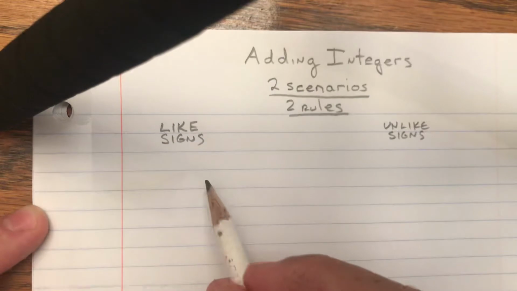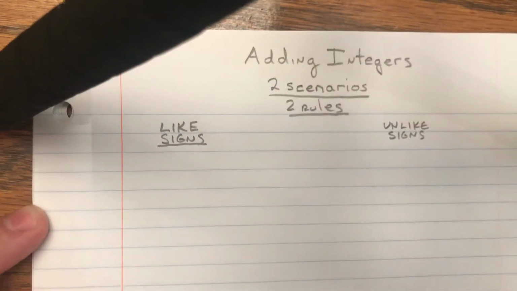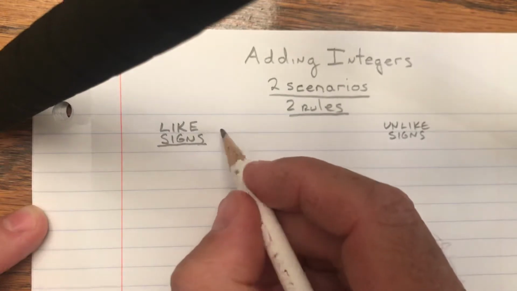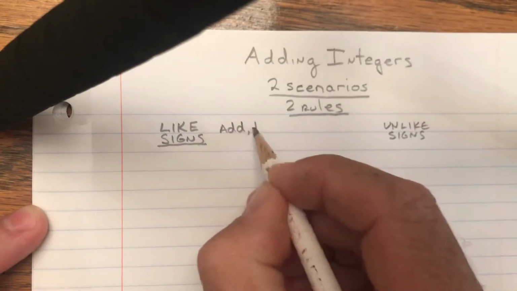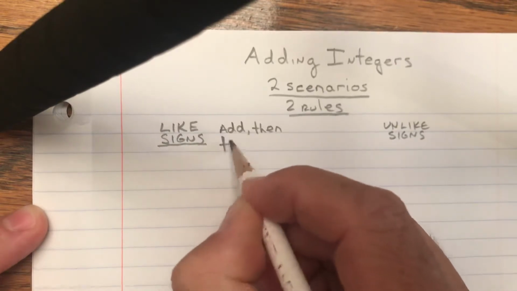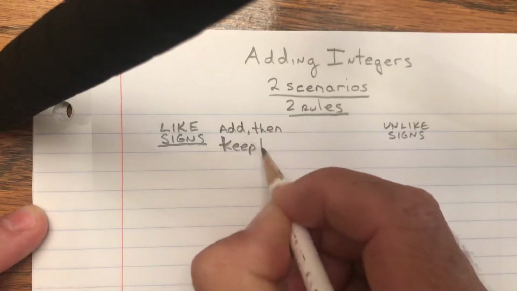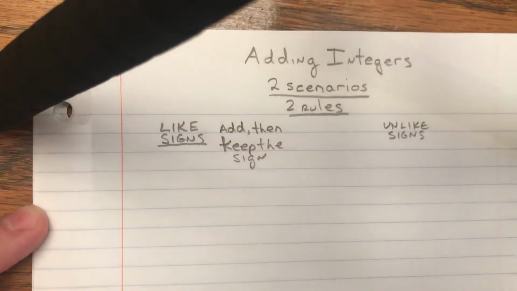Let's deal with like signs first. Like signs, the rule is when you are adding two integers with like signs, you add them, then keep the sign. Let me show you a couple examples of that.